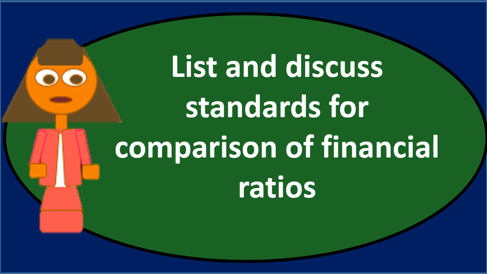And with a discussion question, we're usually given the information in order to add new stuff, new information, content to the discussion that is relevant to the discussion. Keeping that in mind, let's go through this one more time. List and discuss standards for comparison of financial ratios.